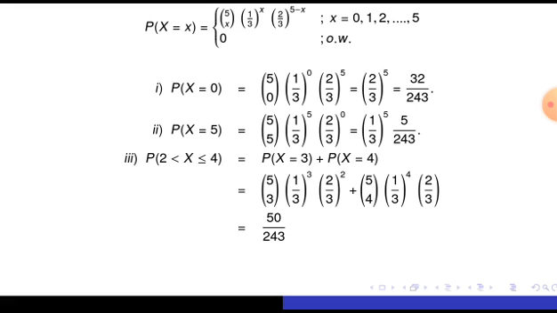x strictly greater than 2 and less than or equal to 4 means there are only two possible values left out for x, and these are 3 and 4. So probability of x is equal to 3 plus probability of x is equal to 4. We can add these probabilities.